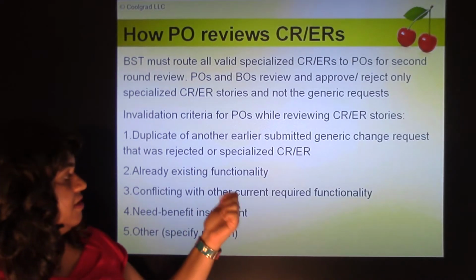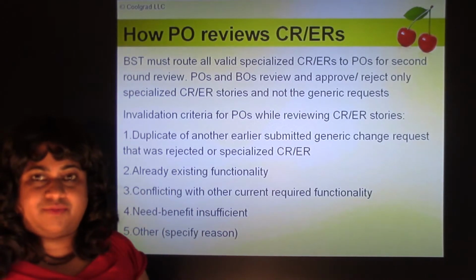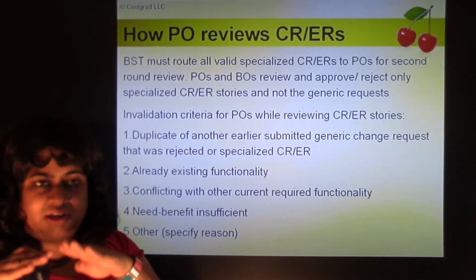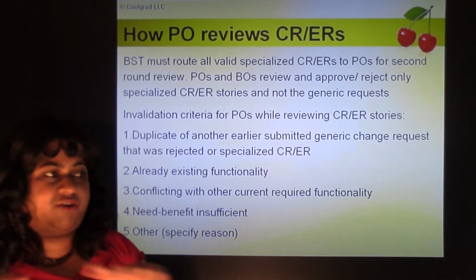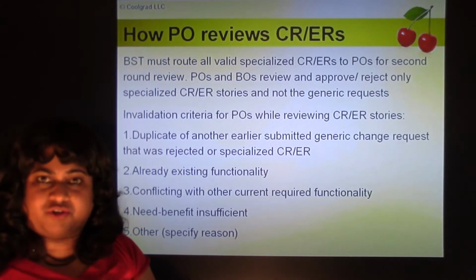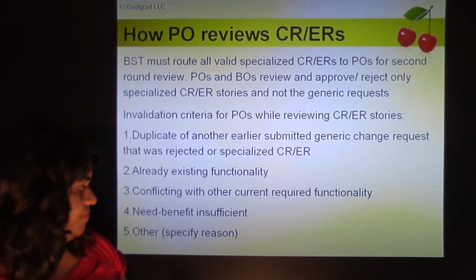Conflicting with other current required functionality. So the BST thinks it's okay to do it, but the product owner knows better. Product owner thinks, hey, you want this functionality, but it would affect this other module heavily, so we cannot give you this because it conflicts with other existing functionality. So the product owner can use this reason to reject a CR or ER story.